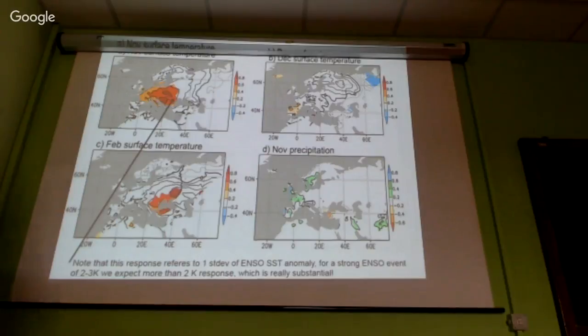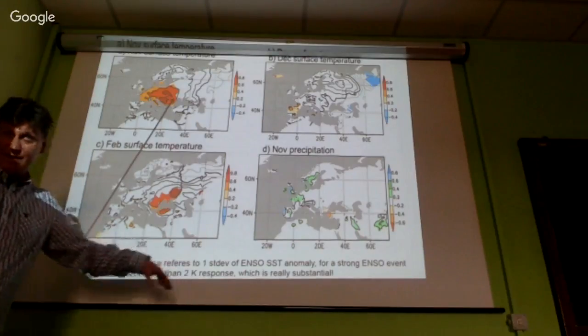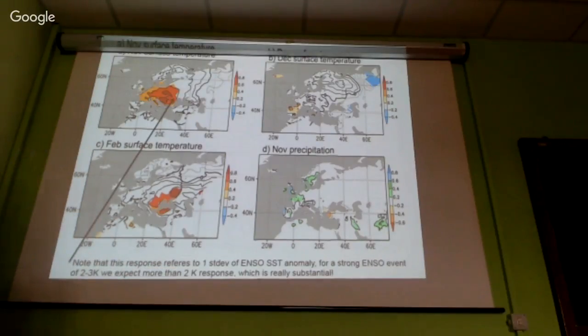These are composites, so they refer to a typical, like one standard deviation of sea surface temperature variations in the Pacific, which is less than 1 degree. If we have an El Niño event, that would amount to 2 to 3 degrees. In the last event, more than 3 degrees. So we'd expect in Europe probably something like more than a 2 Kelvin or 2 degree temperature perturbation, which is quite substantial on a monthly timescale.